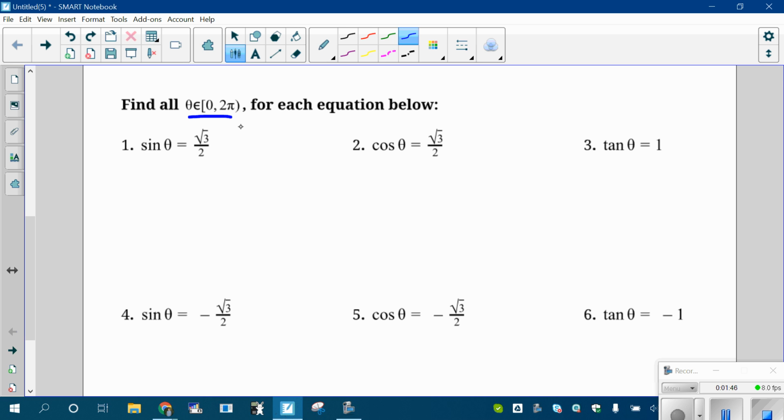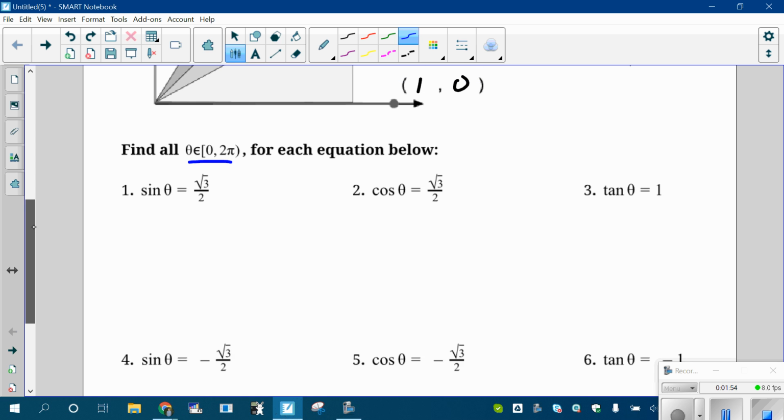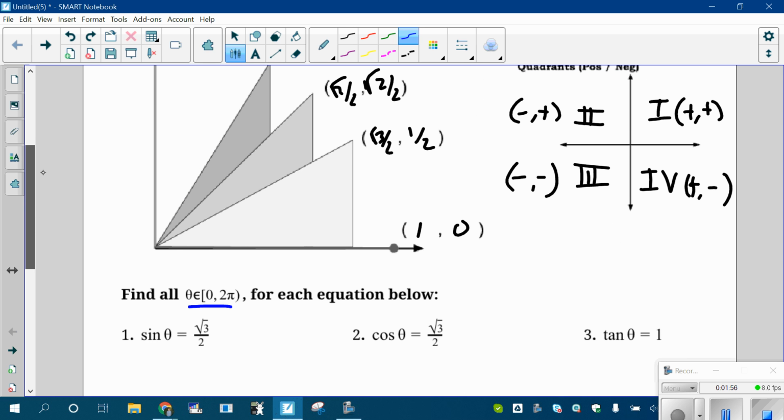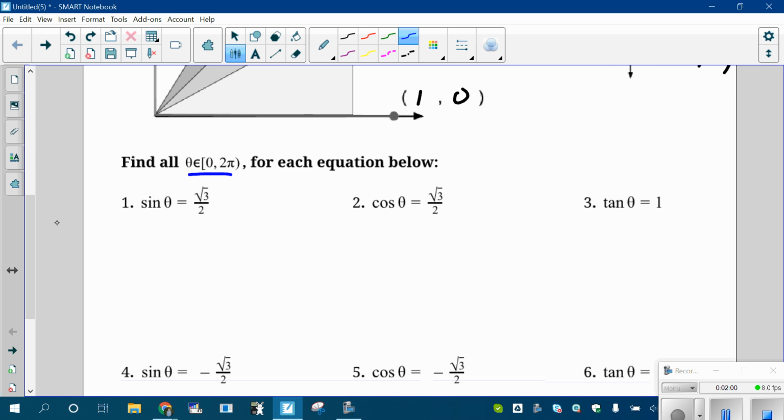First one says the sine of my angle equals root 3 over 2. What's my angle? How you do this is up to you. What you should be thinking about is what angles are going to have a positive sine value. Okay, well, there's two quadrants with positive sine, first quadrant and second quadrant. So I'm going to be looking for two angles, one in the first quadrant, one in the second quadrant, whose sine is root 3 over 2. That means their y coordinate is root 3 over 2.